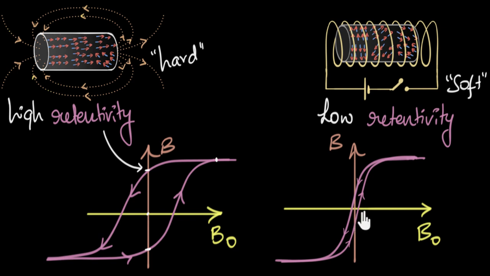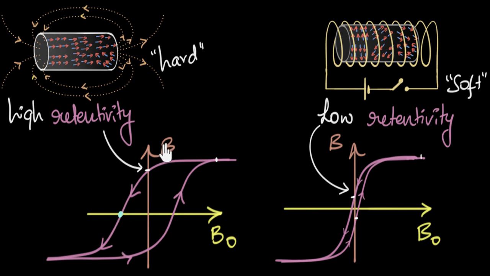Well, if you look carefully, you can see over here, again, if we start from this point, as I decrease the vacuum field, the field inside pretty quickly drops almost to zero. Not exactly zero, because all ferromagnets have some retentivity. They will have some retentivity, but very, very low retentivity. Look at this, very low compared to this one. Again, the same is the case from the other direction. So again, this represents the retentivity.